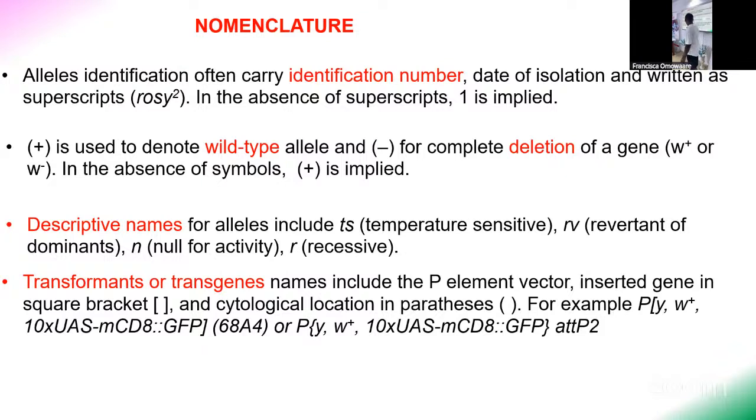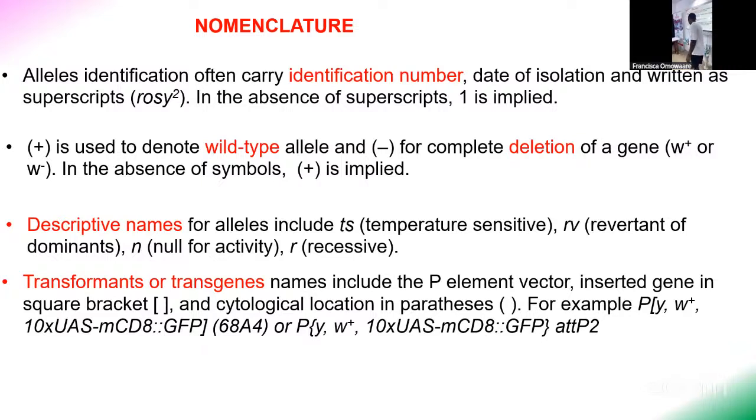So you can include the cytological position in the brackets, and then the P element itself is in square brackets. So anyone that sees that knows that this GFP has yellow, so it's going to be a yellow body. It's going to be red-eyed. White is actually mainly used for white eye, so it can be yellow eye, sometimes orange eye, sometimes red. So yeah, and then it's got 10 times UAS membrane-tagged GFP. Okay, and then the location is there, 68A4.